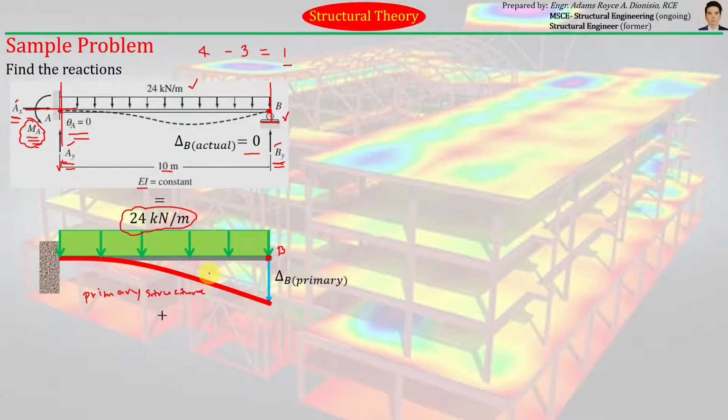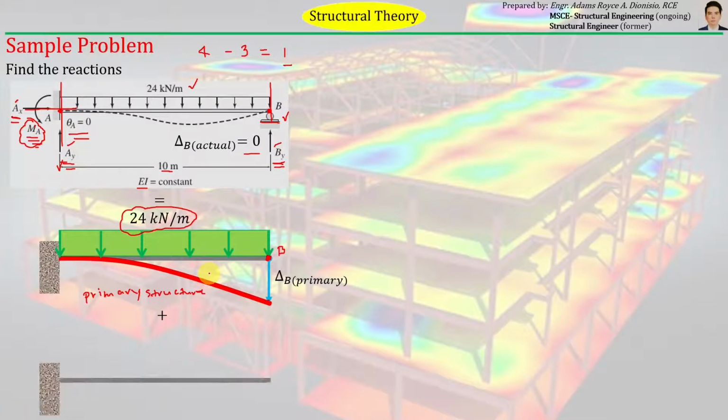After removing the redundant that we have chosen, we will now try to apply that redundant to the resulting determinate structure as an external load. Okay, so the By here will be applied to this determinate structure as an external load, which is this.